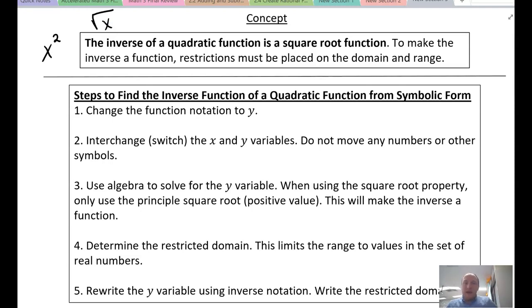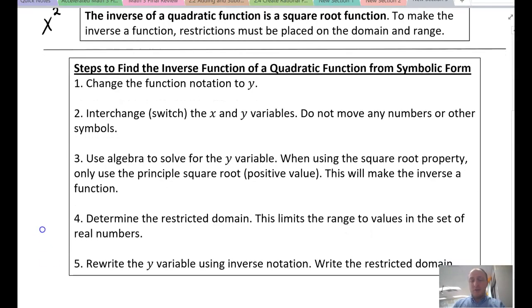Now, in order to make a function specifically for a quadratic, we have to place restrictions on our domain and our range. So when we take the inverse, it is an inverse and it passes the vertical line test like we talked about in the previous lesson. Okay, so we'll go ahead and do that in step 4.